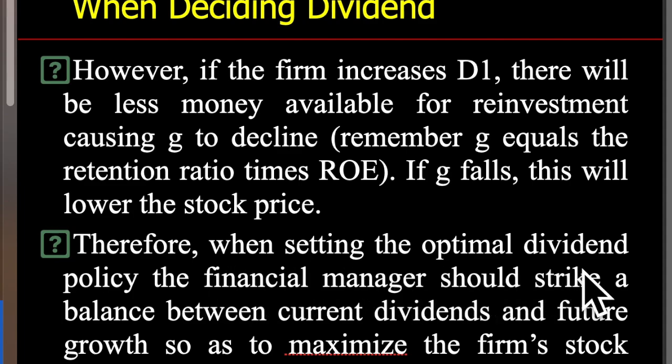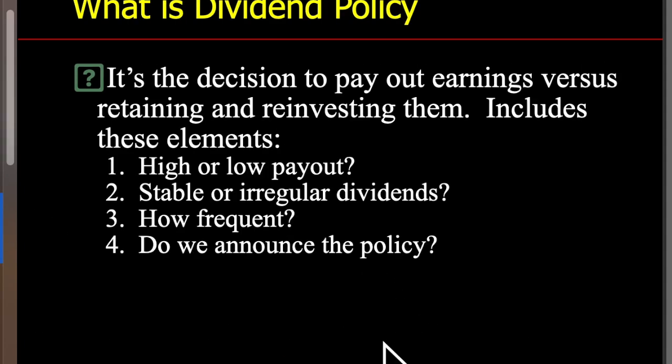Therefore, when setting the optimal dividend policy, the finance manager should strike a balance between current dividend and future dividend so as to maximize the firm's stock price. So if you are declaring dividend today, make sure that next year's dividend is higher than this year's dividend. That shows that dividend is growing, the growth rate continues. If it doesn't grow, then the value of the shares will drop. So what is dividend policy? It is the decision to pay out earnings versus retaining and investing them.